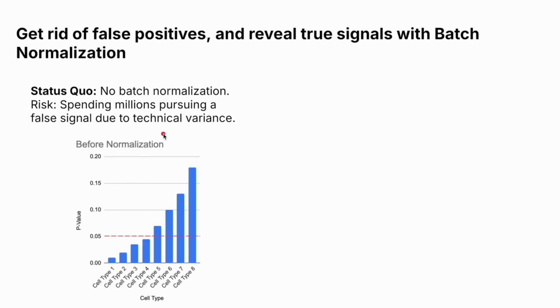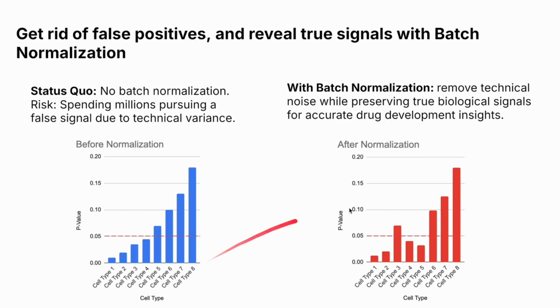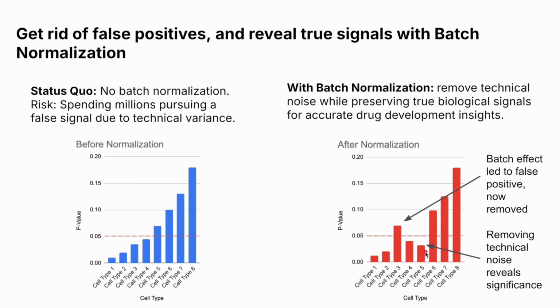So what did we just do? We went through normalization, clustering, and finally this correction step. All of this is in service of ultimately getting really high quality data. This entire exercise is to avoid spending millions of dollars pursuing a fake signal or potentially missing a real signal. If you don't use batch normalization, you could potentially see a curve that looks like this. And the goal of batch normalization is to get rid of those false positive signals and potentially remove technical noise and reveal true significant values in your data set.